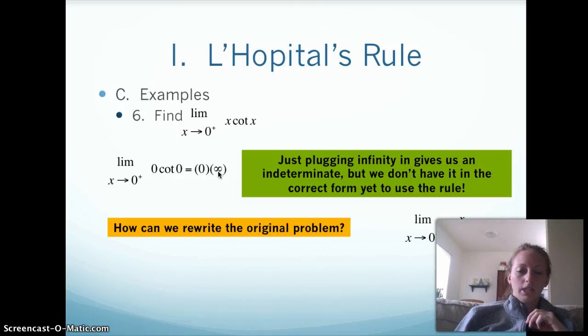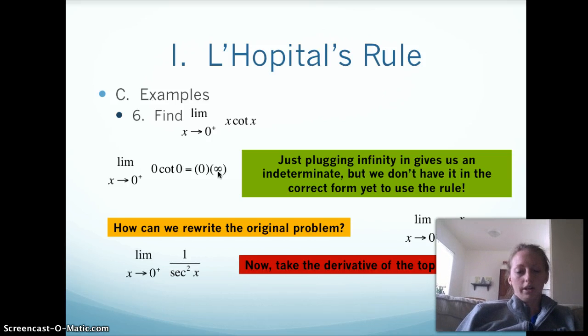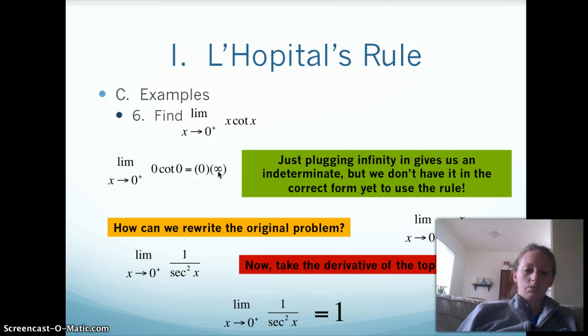So we know that cotangent x is the same as 1 over tangent x. So if we rewrite this, we still are going to get the same answer. That's still going to give me an indeterminate where I'm going to have 0 over infinity. So now we're going to take the derivative. What is the derivative of x? It's 1. What's the derivative of tangent x? Secant squared x. When I plug in to this, I get 1, because secant squared of 0 is just 1.